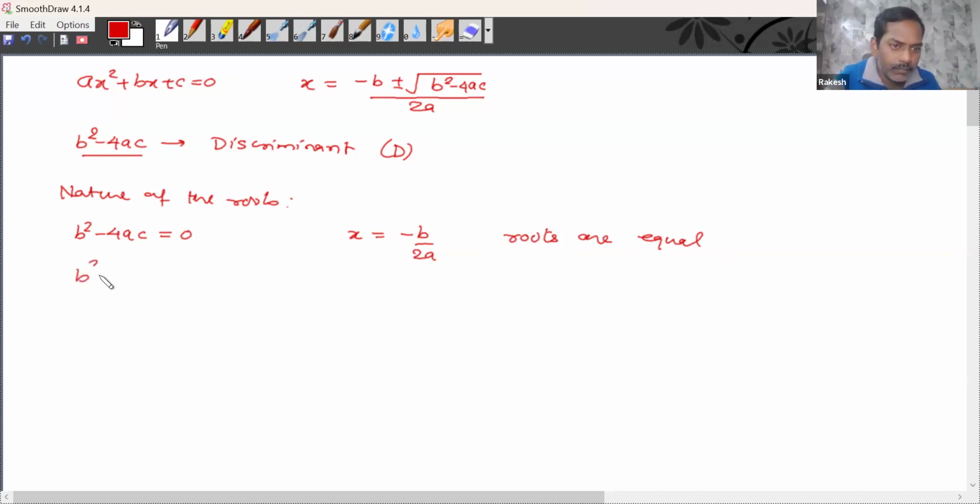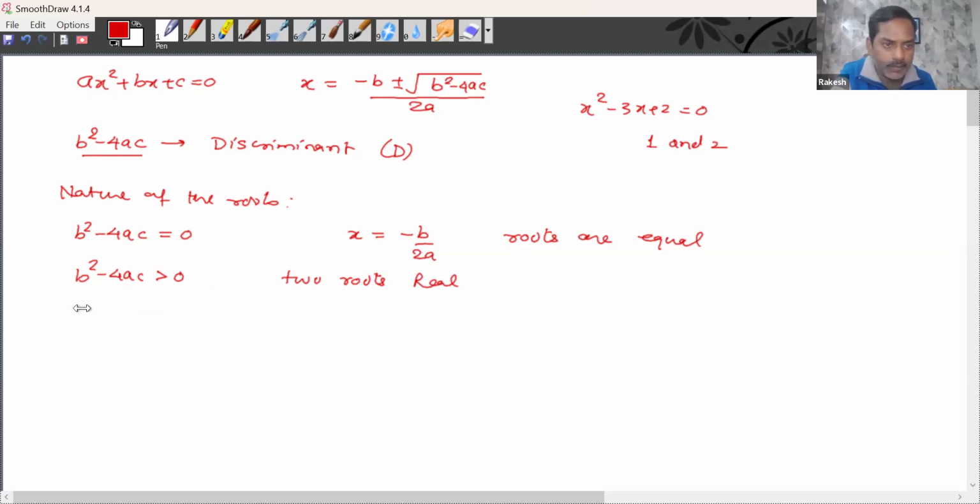And if b square minus 4ac is greater than 0, that means it's a positive number, then definitely I'll be getting two roots, one with the positive sign and one with the negative sign. For example, in the case of this quadratic equation, we got the roots 1 and 2, if you remember. Both are real roots. So we'll be getting two roots which are real numbers.